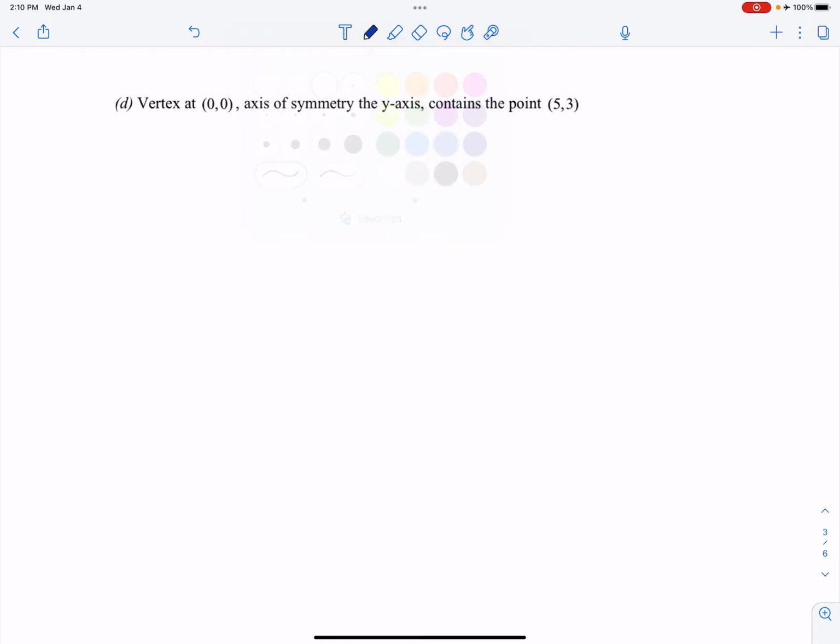This one tells us the vertex is at the origin, the axis of symmetry is the y-axis, and it contains this point (5, 3). So we'll start with our general form of equation, x squared equals 4ay. And we're going to substitute in our point (5, 3), because that point has to be on this graph, and then once we plug in an x and a y value, we can solve for a.